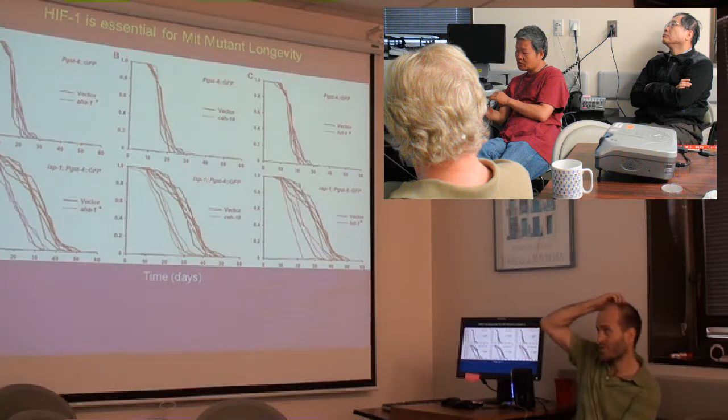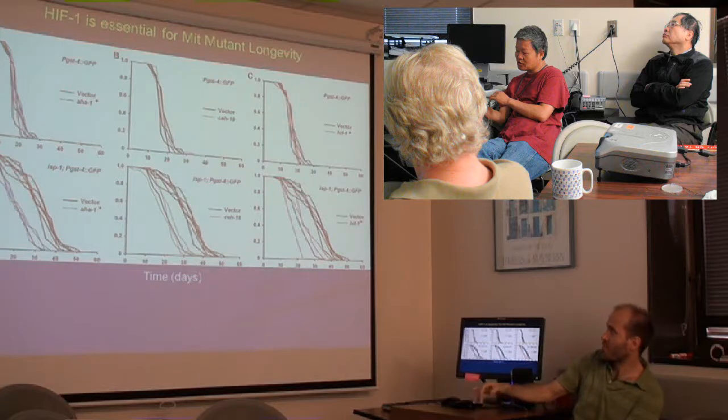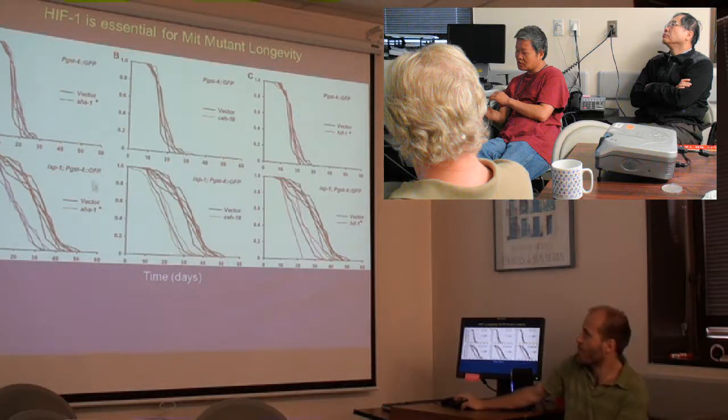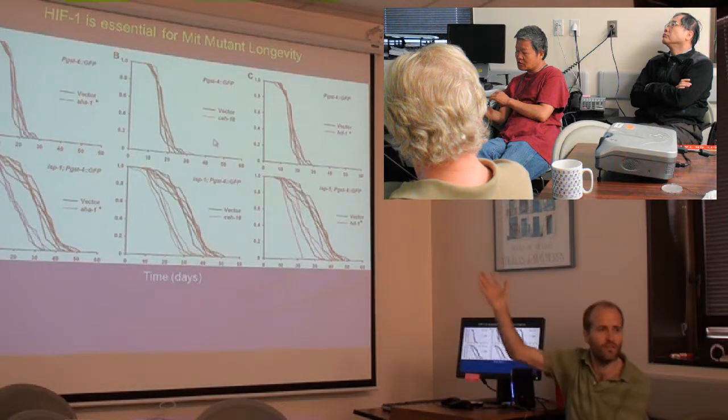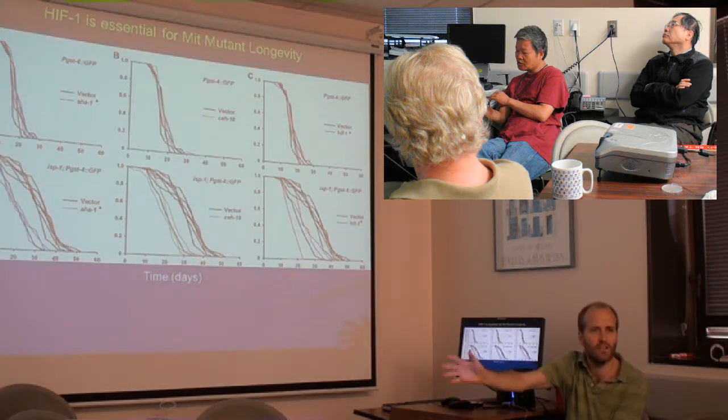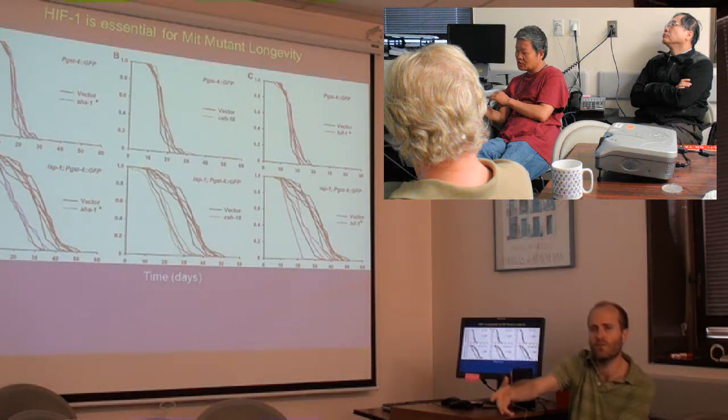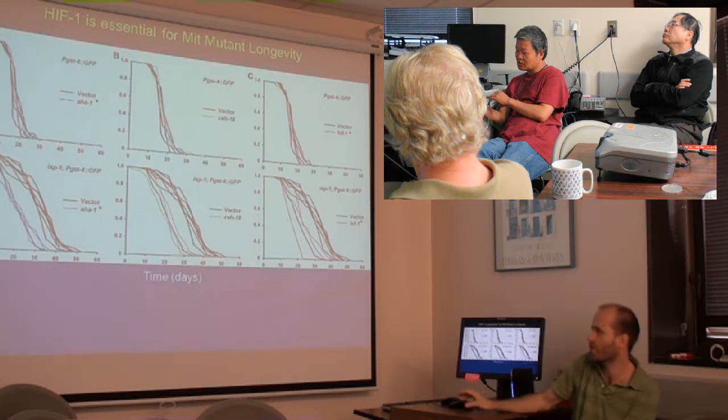Hopefully we'll get this published shortly, but we got scooped on this. This is one of those instances when, you know, the perfect storm goes against you. But anyway, we didn't get this out fast enough. This is our own data showing very clearly that knocking down HIF1 and AHA1... what we did here is we actually did a giant transcription factor screen. We asked what transcription factors control longevity in the mutants. We pulled out about 15 of those, 8 I think were required for lifespan extension.